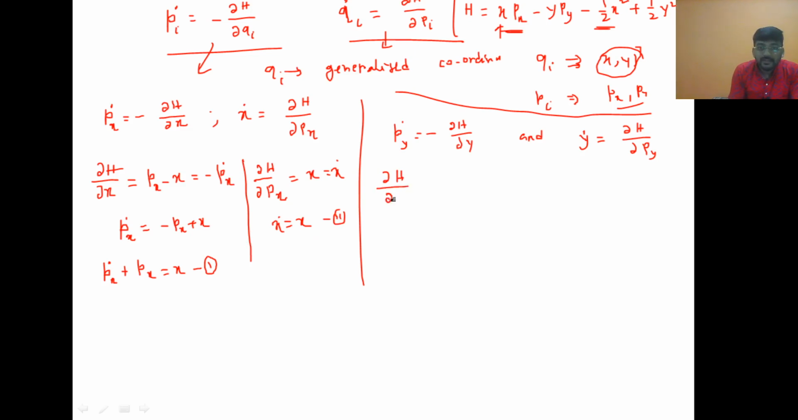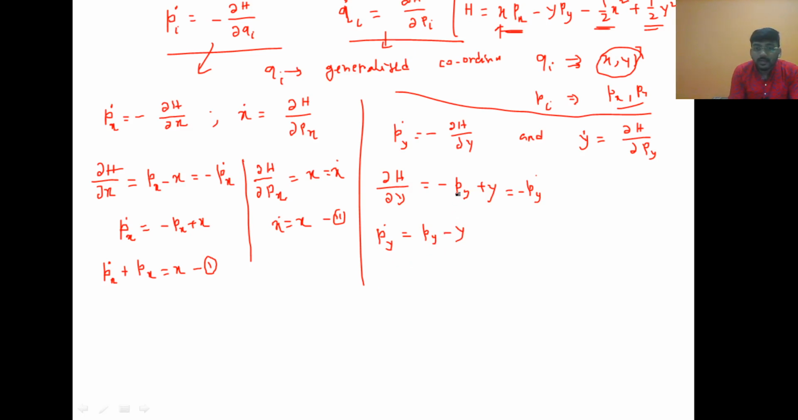Now what will be del H del y? Del H del y is nothing but minus Py, and here from only y, and that too is equal to minus Py dot, because del H del y is equal to minus Py dot. So Py dot will be Py minus y.